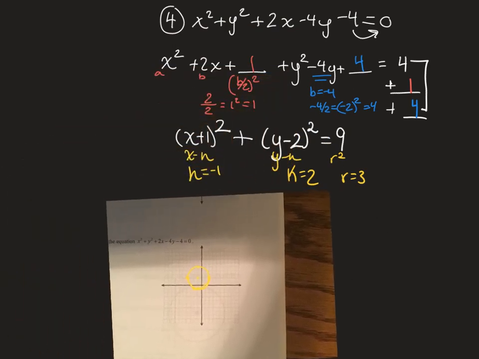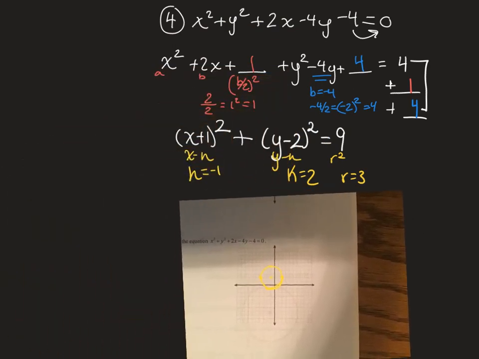So there's my graph, and I had to complete the square to get to this form. So hopefully this helps you remember how to do some circle stuff.